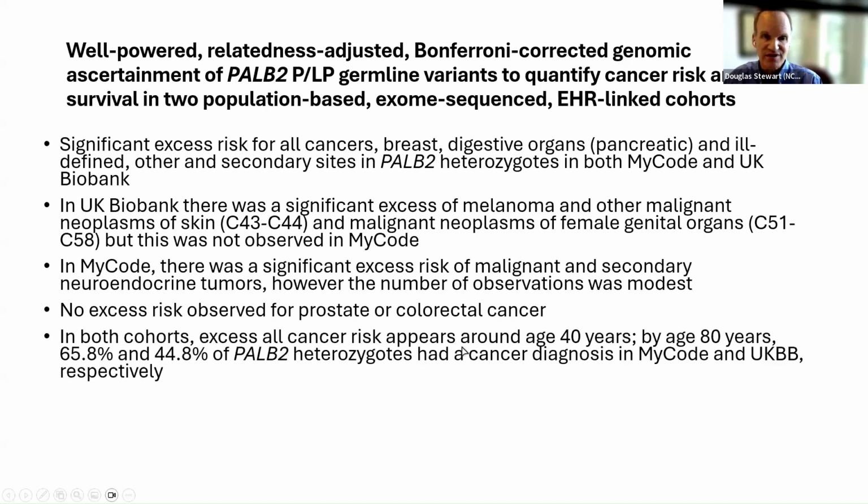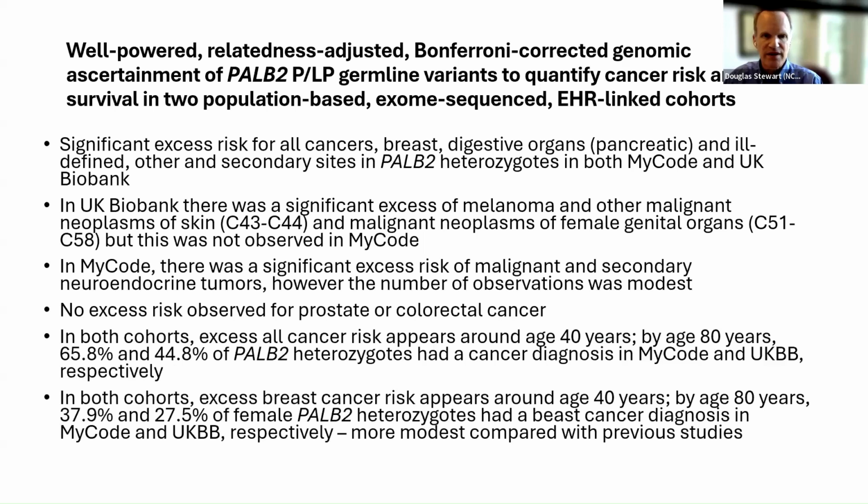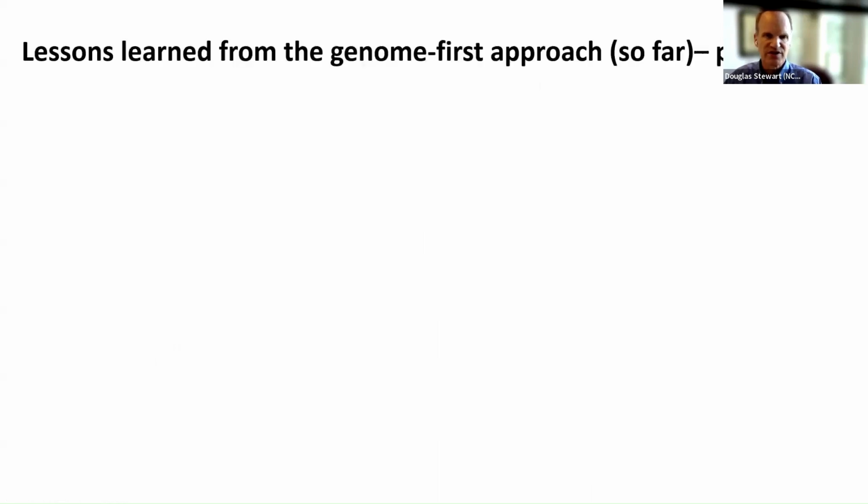And then quantifying the numbers that we came up with, the excess risk appears in both cohorts, around 40 for breast cancer. And then at age 80, it's 65 and 44 for MyCode and UK Biobank. That's all cancers, excuse me. And then for breast cancer, it's around 37, 38, and 27, which was more modest compared to the previous studies. I want to stop there.